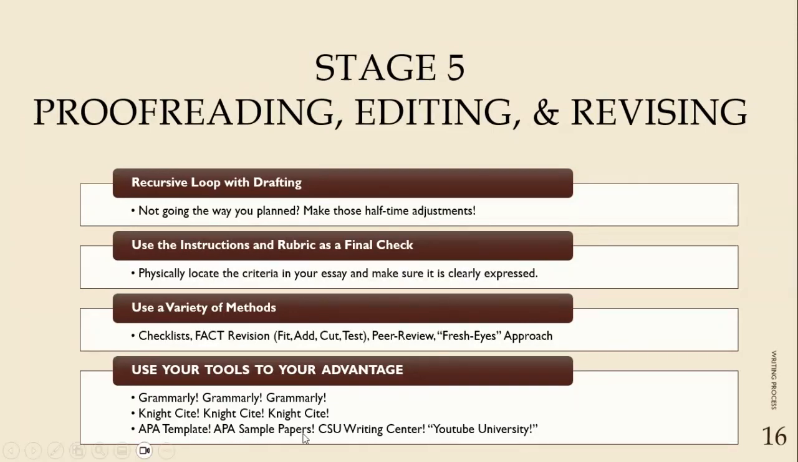The APA sample papers: you're going to have a sample paper for pretty much every assignment you write at CSU, regardless of the class. And it's a good idea to at least open them up and get a visual reference of what you're supposed to accomplish and how it's supposed to look. For instance, you'll see an APA sample paper for Unit 3. I would recommend opening it up and checking it out, making sure that your paper is formatted the way it's supposed to be. The CSU Writing Center is also a really great tool to use to your advantage.